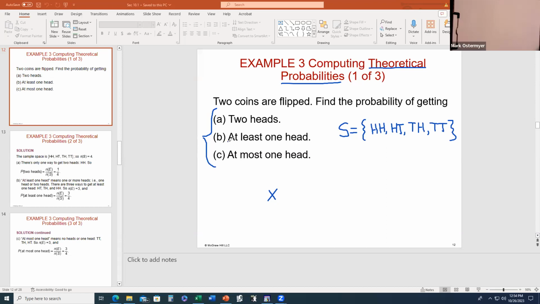Well, at least suggests the greater than or equal to symbol, inequality. So if I say X must be at least 3, that's saying X must be greater than or equal to 3. That's what at least means. X could be equal to 3, or it could be something larger than 3.